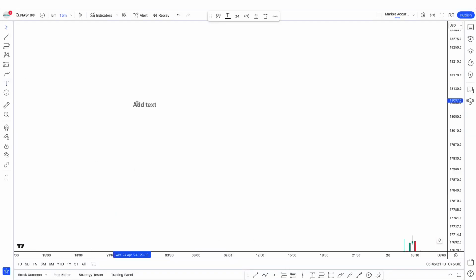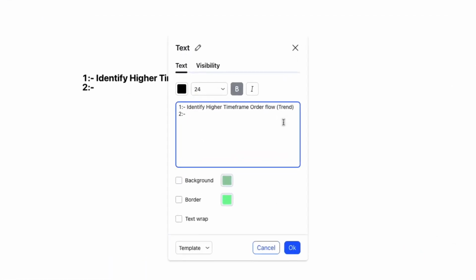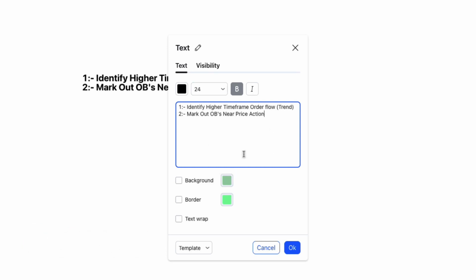The very first rule is, you want to identify higher time frame order flow. Once you do that, mark out OBs, or order blocks, near price action. Let's assume that if the order flow is bullish, you would mark out every order block below the price action. And if you are bearish, you would mark out every order block above the price action.